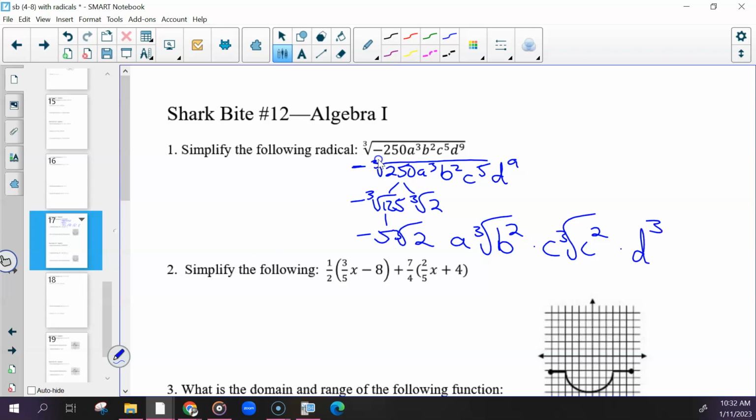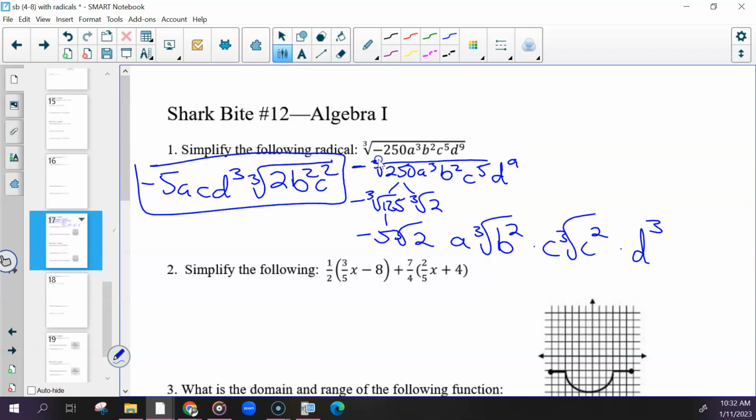And then putting everything on the outside together and then everything on the inside together, we have negative 5a c d to the third. And then on the inside, we have the cube root of 2b squared c squared. So that would be our final answer. Questions on that one?